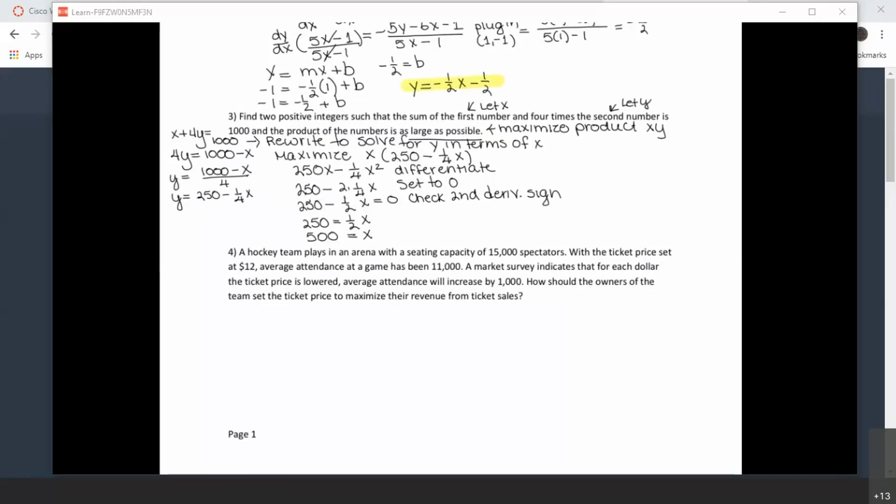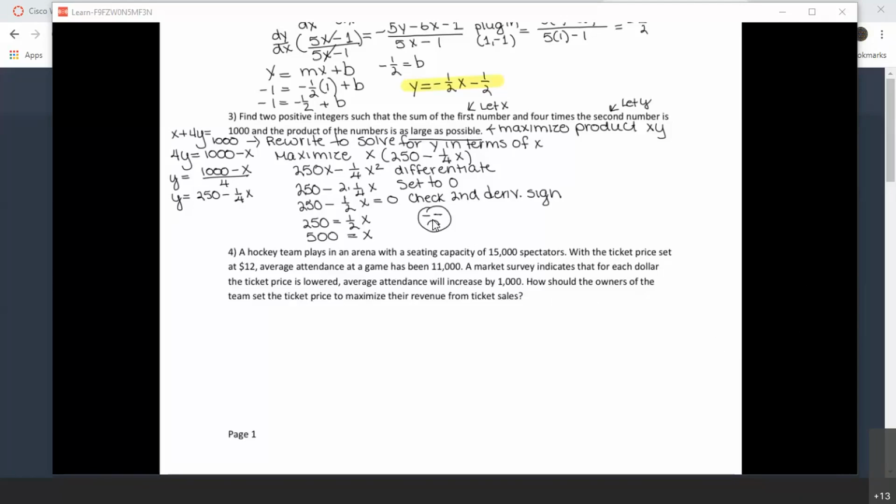Can anybody do the calculus on this, what I typed in the chat? If I differentiate 250, what do you get? 0. If you differentiate negative 1/2 x, what do you get? Yeah, it's negative 1/2, right? Because it's got a leading negative sign. And that's negative everywhere. Remember this? Second derivative negative, concave down. That means the function is concave down everywhere.